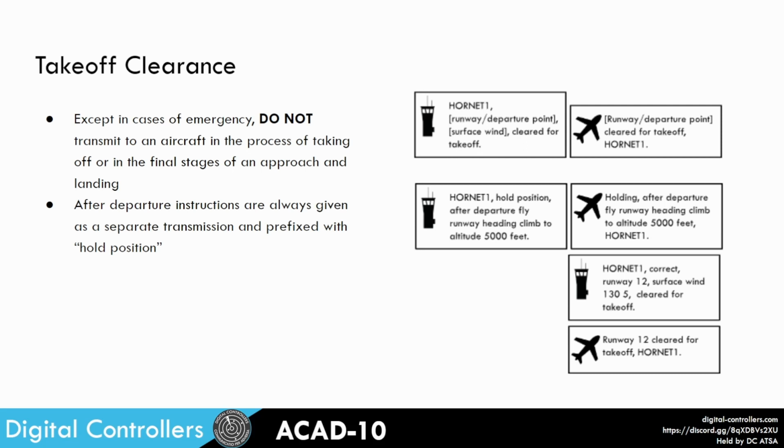We also always want to prefix these transmissions with hold position, just to make sure that they are an after departure instruction and not a do them now. So in this example we have: Hornet 1, hold position, after departure fly runway heading, climb to altitude 5,000 feet. And then they read back: holding, after departure fly runway heading, climb to altitude 5,000 feet, Hornet 1. We tell them their readback is correct, and then in this case we are clearing them for takeoff on runway 12.